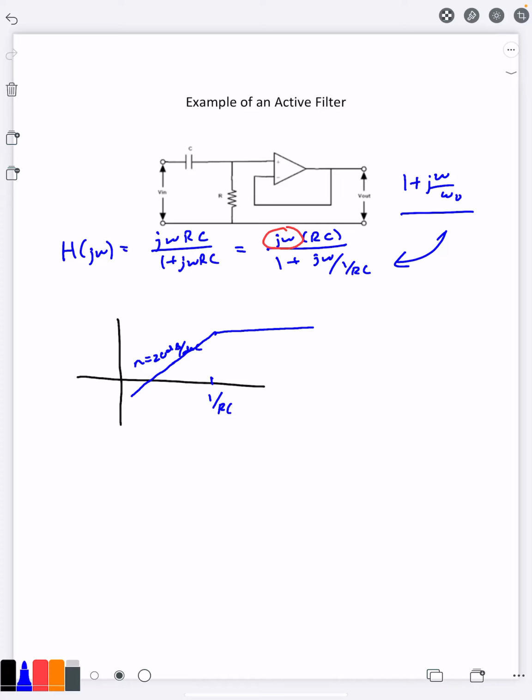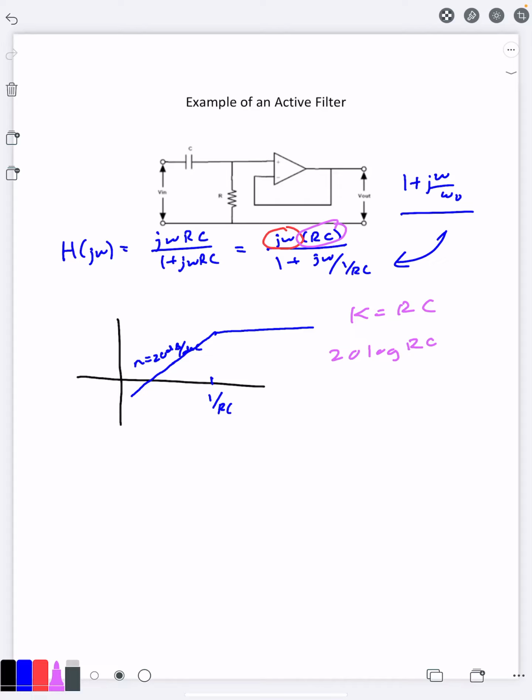And the only thing to worry about now is we have this RC term right here, but that's just basically our K term, right? And so that means we need our graph to be shifted up by 20 log RC. Well, normally, if we didn't have that, then at 1 we would be at 0, right? When we get to the first breakpoint here.